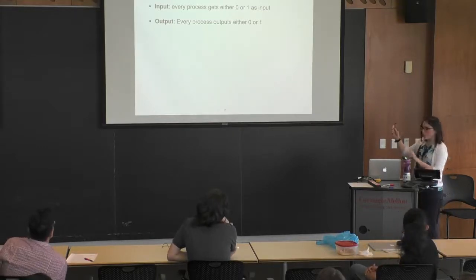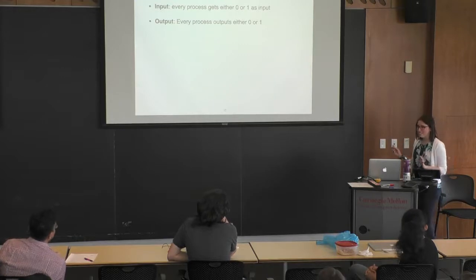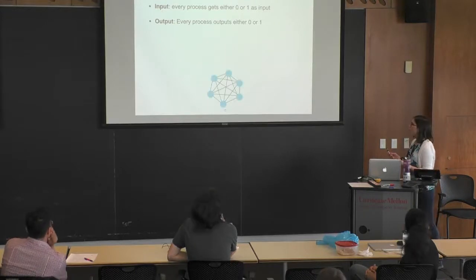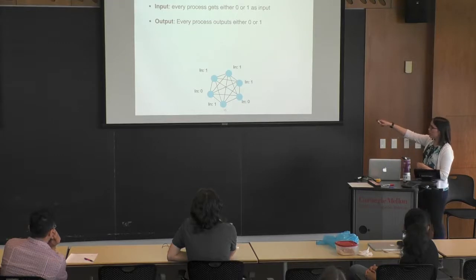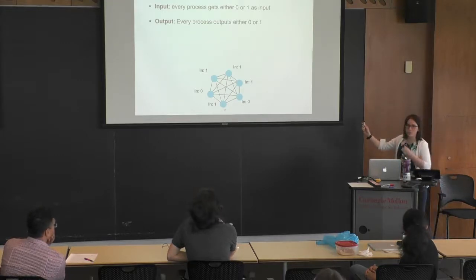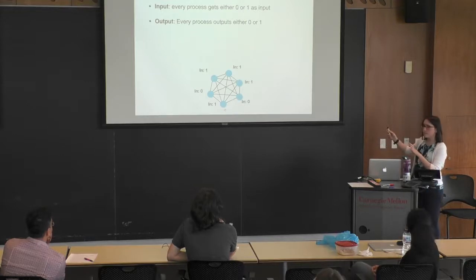Yeah, so now we finally formally define consensus. In consensus, everyone starts with an input, which is either 0 or 1. And everyone has to give an output, right? So here I have my graph, and everybody has an input. And everybody has to give me an output, which is also either 0 or 1. But it has some constraints.